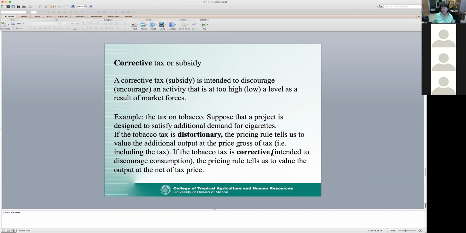Or if we're correcting, we're trying to solve a problem like a tobacco tax, for example. Why do we have a tobacco tax? Because there's a lot of expenses associated to the community of smoking. So what we want to do is discourage smoking, but does it help if we tell people not to smoke? Does it help if I tell you not to do something?